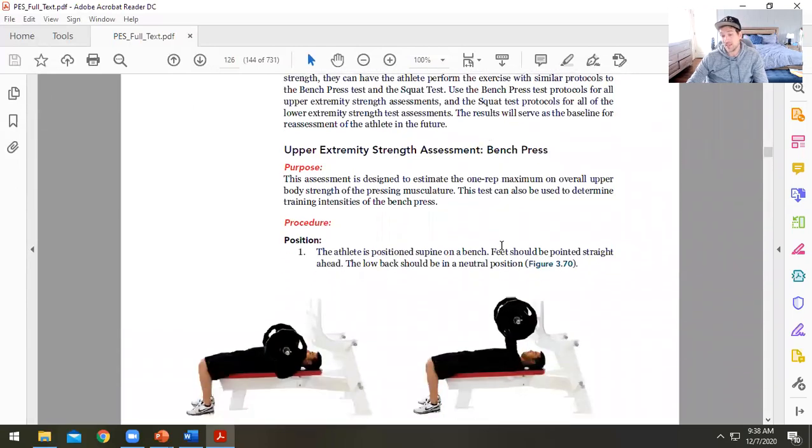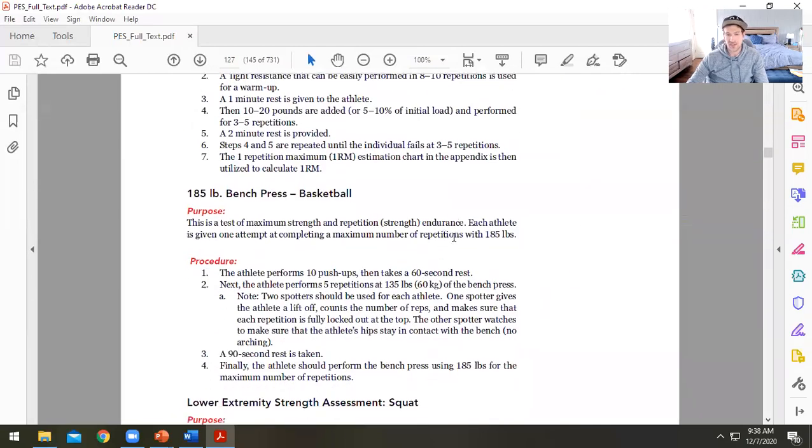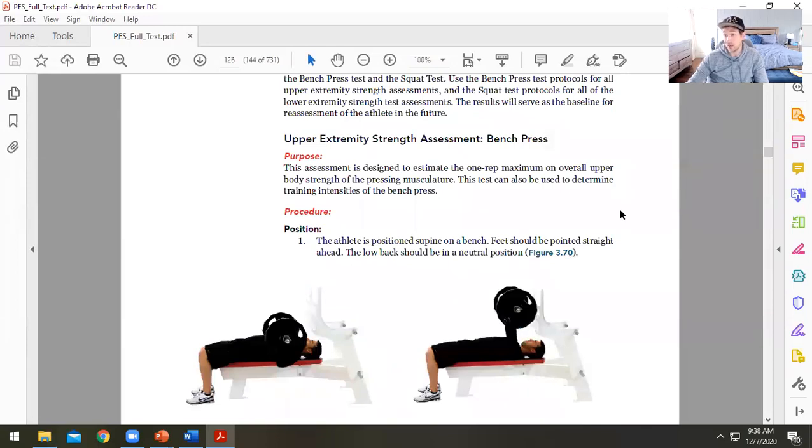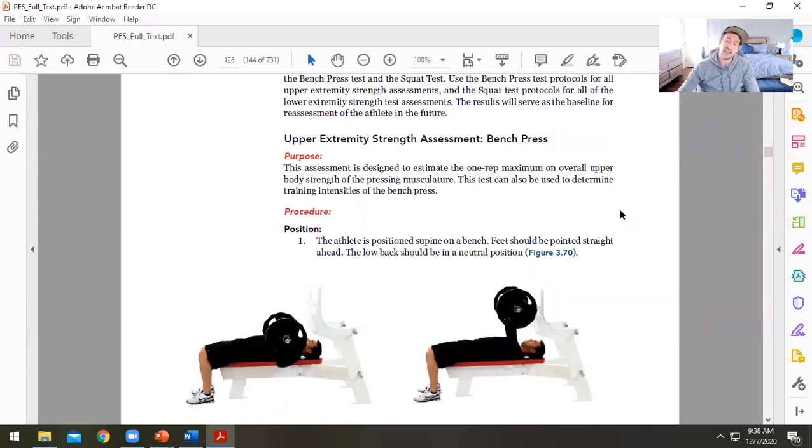Now, strength assessments, there's the bench press. Strength assessments. Now, there is one special one here. In the NBA, like in the NFL, they do a 225 bench assessment.